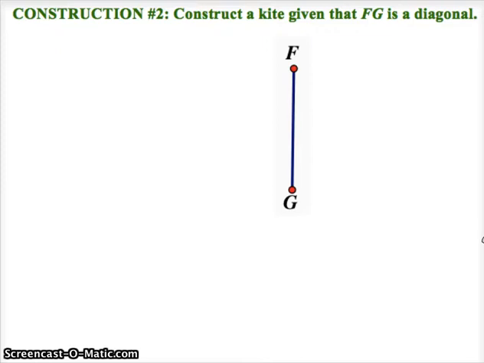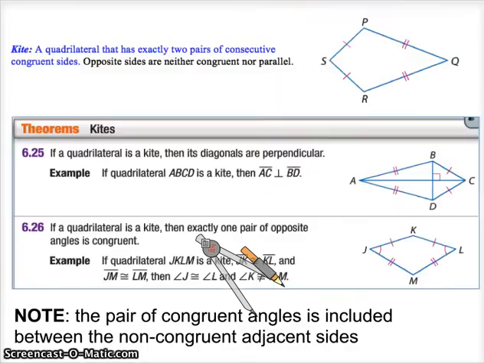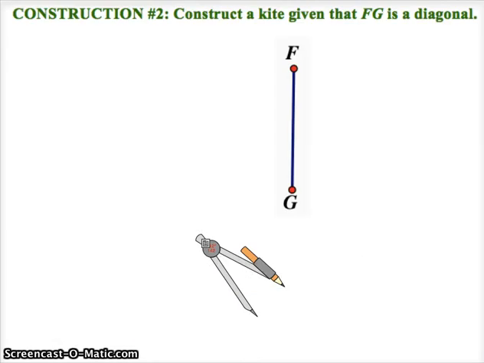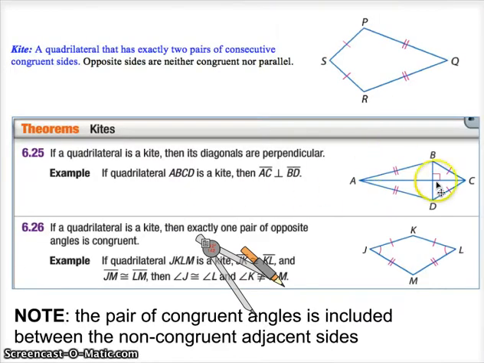All right, another construction, and I left my compass right here close. Construct a kite given that FG is a diagonal, so we need something like F, K, G, J. We need the kite to go around this way. This is not a side of the kite. This connects two corners of the kite in the middle of the kite. Well, we just learned that the diagonals of the kite, and that's what this is, a diagonal, has to be perpendicular to the other diagonal.